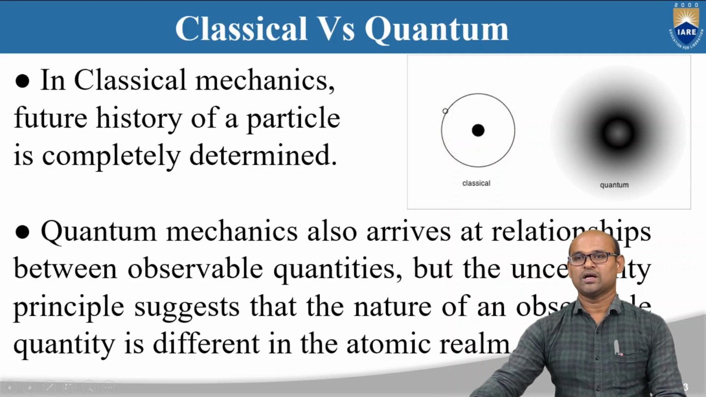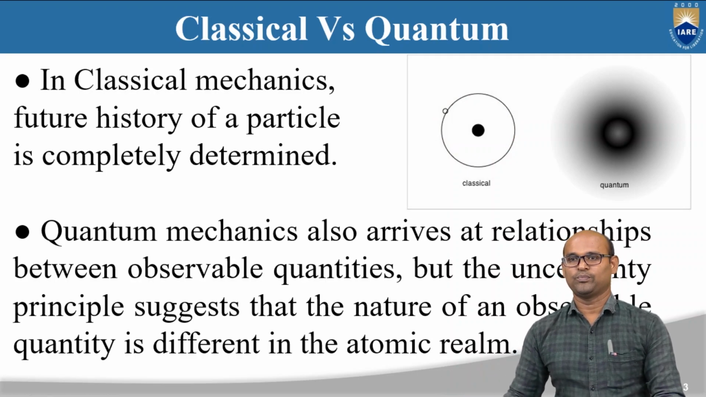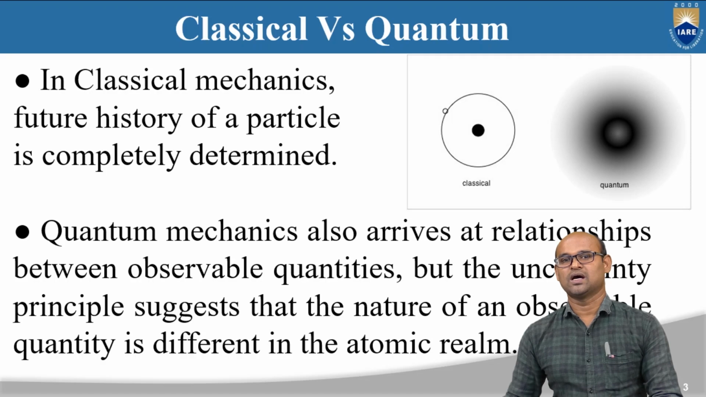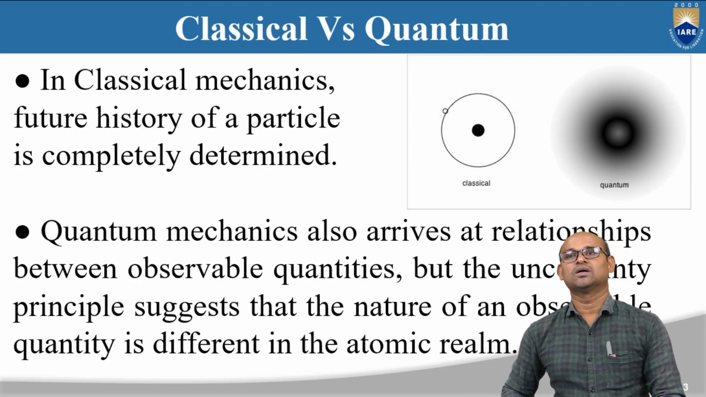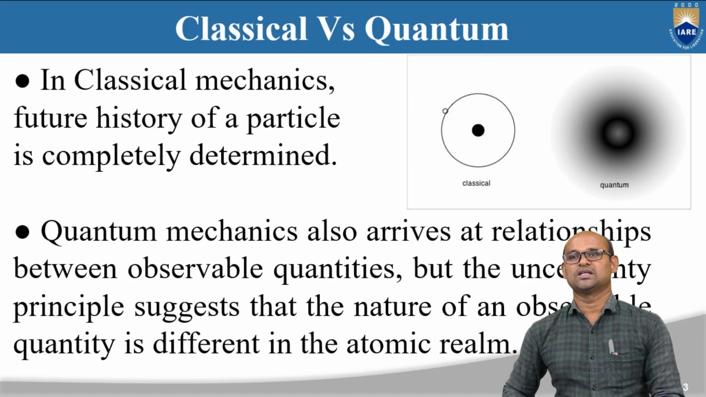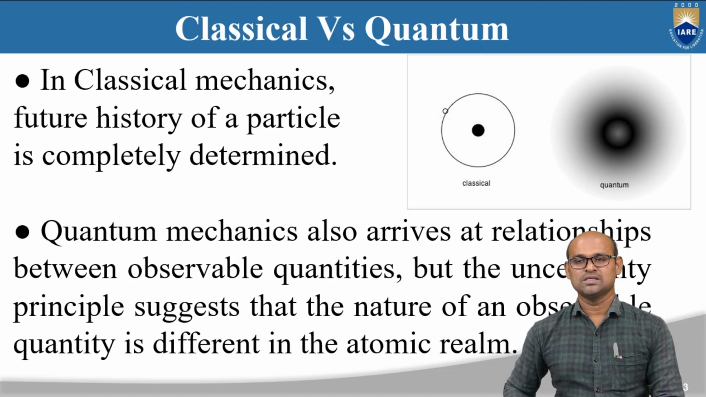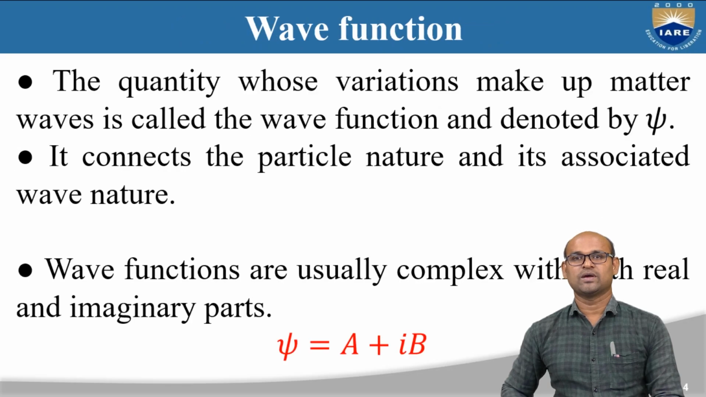But in quantum mechanics, we cannot do so. We can only arrive at relationships between observable quantities, but the uncertainty principle suggests that the nature of an observable is different in atomic reality. That means in quantum mechanics there are uncertainties in obtaining the quantities, whereas in classical mechanics you can determine the dynamics exactly, deterministically.